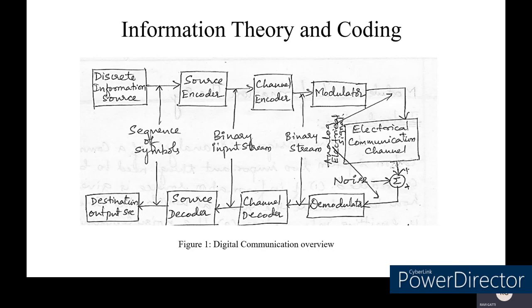The first element at the receiver end is the demodulator. So what is this demodulator? It gets back the original electrical signal which has been transmitted from the transmitter end. That is, it converts the electromagnetic waves into an electrical signal in the form of a binary stream, and this binary stream of data is given to the channel decoder.